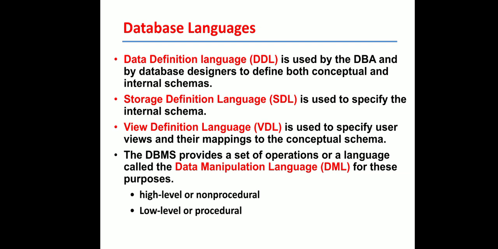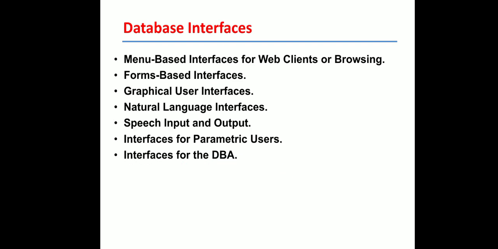Next is data manipulation language. This provides a set of operations or languages called data manipulation language. Here we have two types: high level or non-procedural, and low level or procedural data manipulation language. In this data manipulation language, we have different operations such as update and modify. We can perform these operations using data manipulation languages.